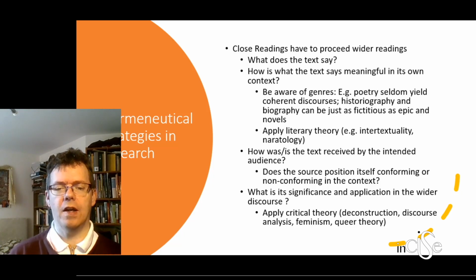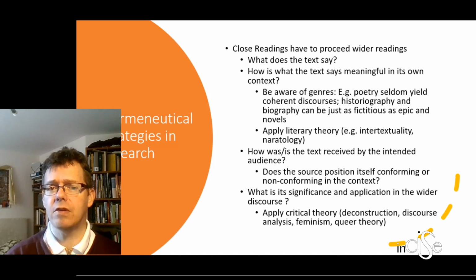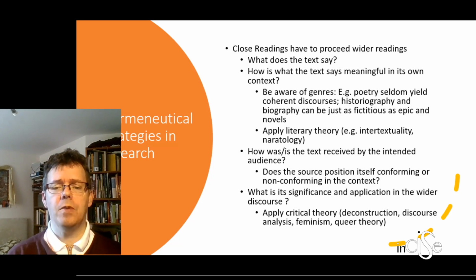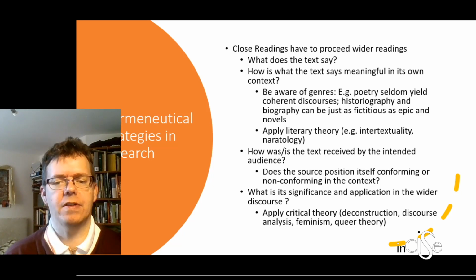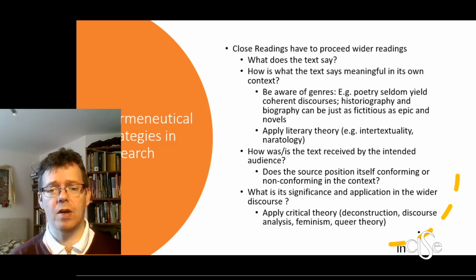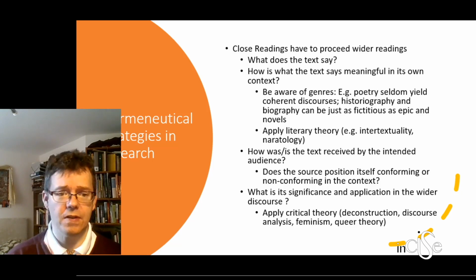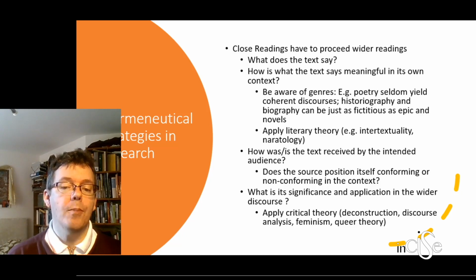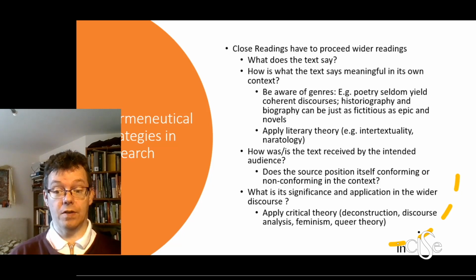Look at the context. And so for that, we apply the methods of literary theory. We look at intertextuality, allusions, and so on. We look at narratology, how a narrative is constructed. We look at it from a question of power and agenda. So, for instance, in feminist literary theory, we look at how the power balance or imbalance between the sexes and the genders is constructed. We always ask cui bono. Who benefits from presenting something in a certain way?